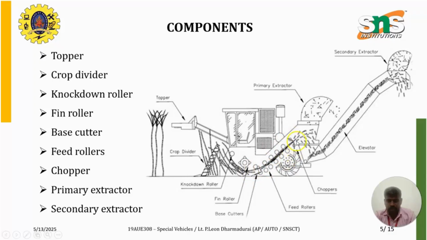And next is the chopper. Here, in the base cutter, the stem and the leaves, the other parts, are cut. In the chopper it is cut into fine pieces, and then these cut pieces are collected through the secondary extractor. In the primary extractor, the waste particles from the sugarcane are collected and sent out. The waste from the primary extractor is made to fall on the ground. The cut sugarcanes from the secondary extractor are made to fall on a separate vehicle which follows along with the sugarcane harvester for collecting them.